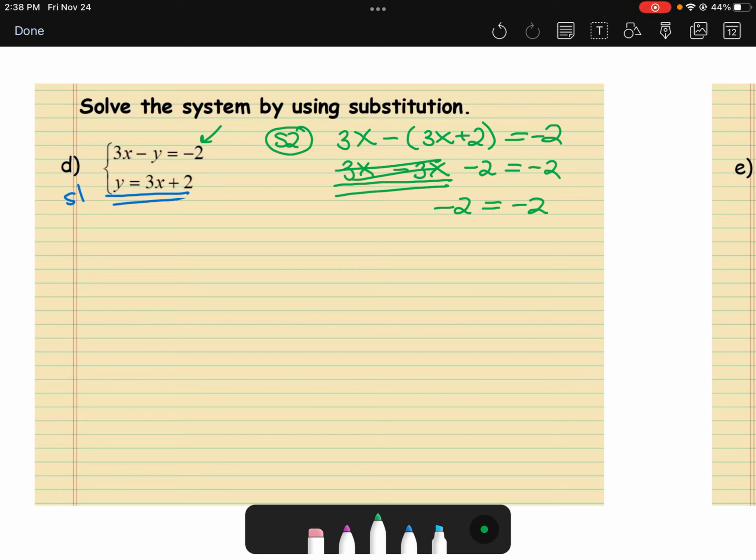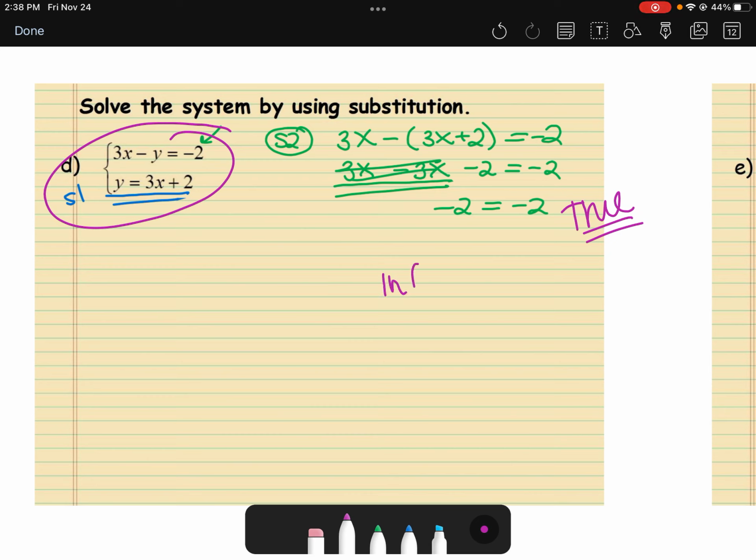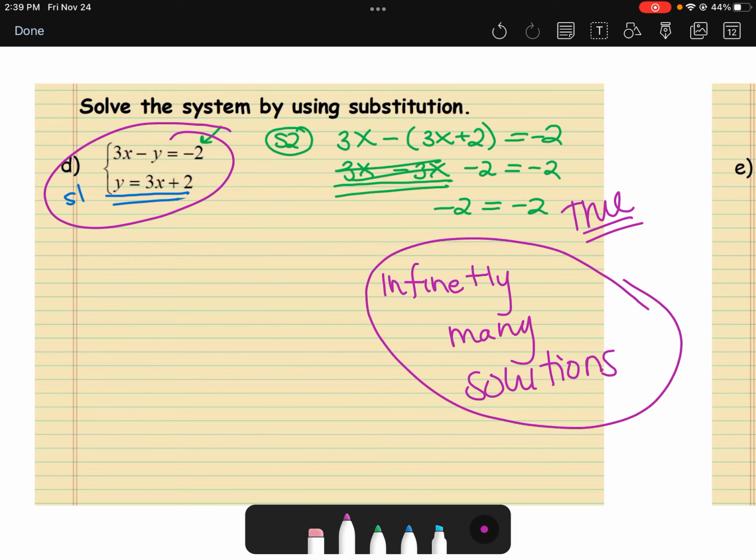So now we're going to look at this. Does negative 2 equal negative 2? Well, that is a true statement. Negative 2 does equal negative 2. So when you get that, what that's telling me is that these lines are the exact same, and that means that there's infinitely many solutions, okay? So these lines are actually the same exact line.